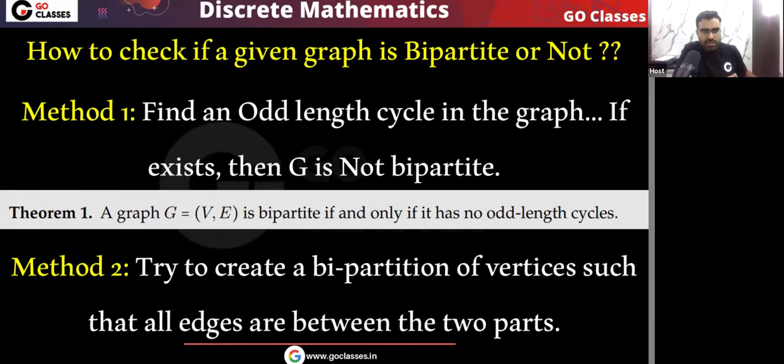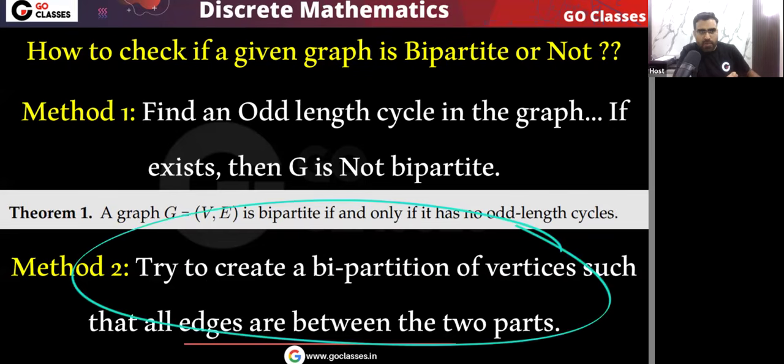Method number two is another method which is very useful. Remember, method number one and method number two are both very useful. So let's see method number two to check if a given graph is bipartite or not. Very simple. Try to create a bipartition of vertices such that all the edges are between the two parts. If a very big graph is given to you, maybe 10 vertices, maybe 20 vertices or whatever, you can try to create a bipartition of the vertices. Basically, you divide the vertices into two parts such that all the edges will be between the two parts.